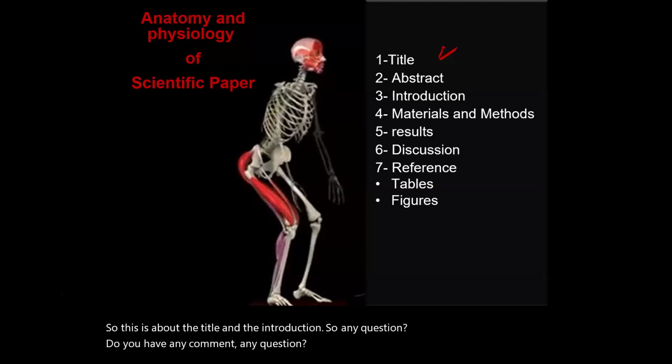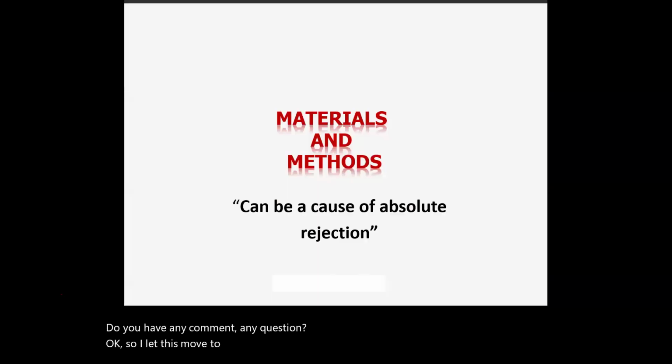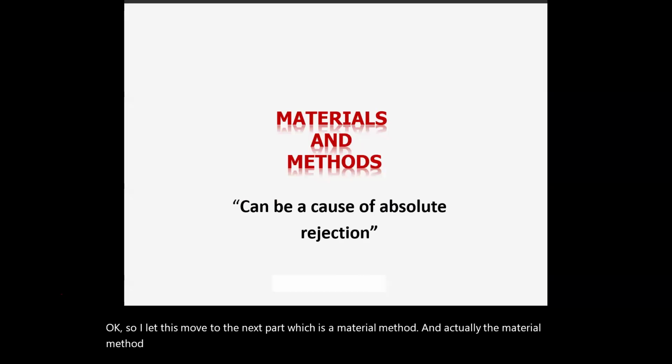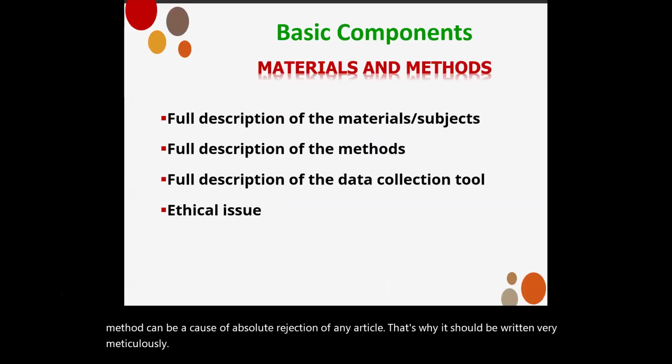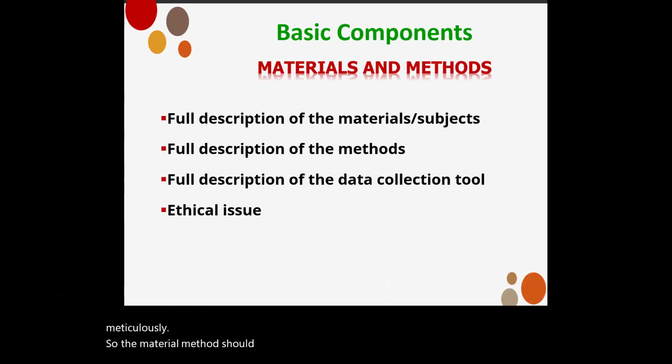Okay, so let us move to the next part, which is the materials and methods. And actually, the materials and methods can be a cause of absolute rejection of any article. That's why it should be written very meticulously. So it should include a full description of the material or subject, a full description of the methodology, a full description of the data collection tool, and the ethical point of view of this research.